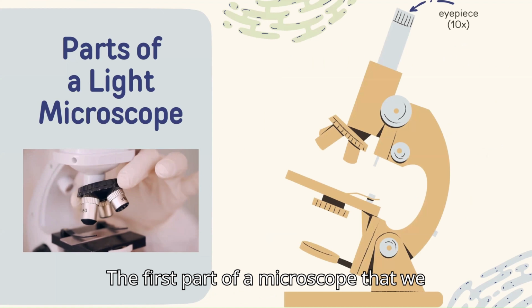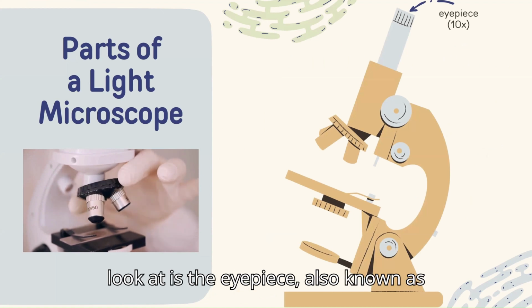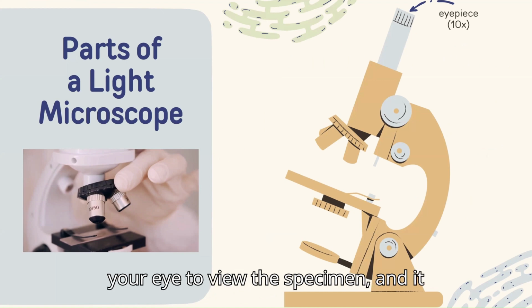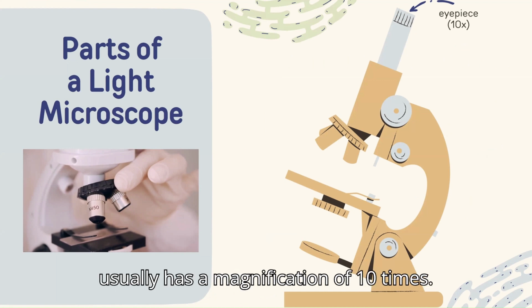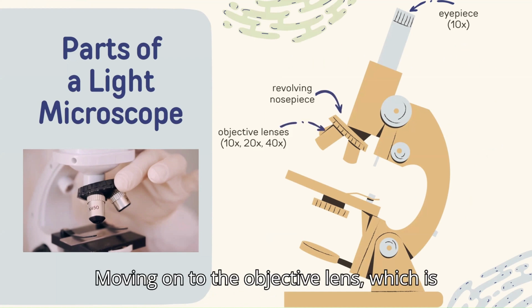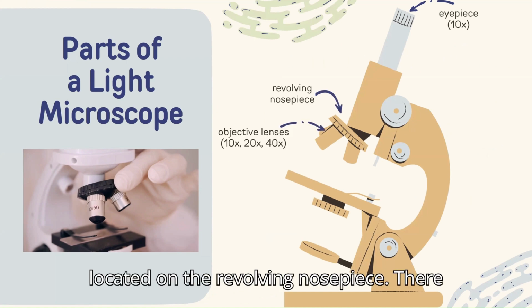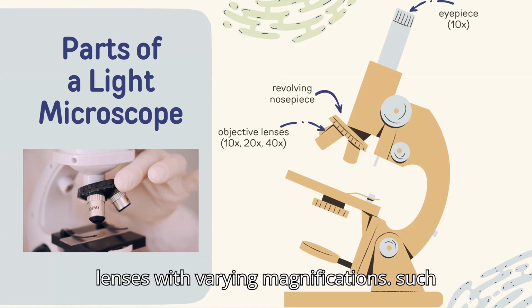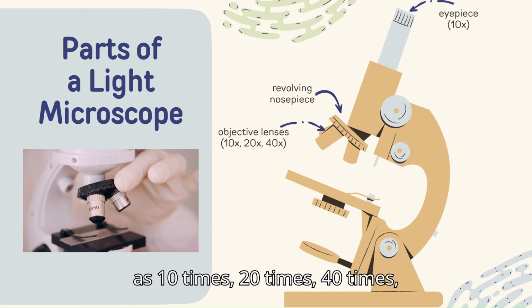The first part of a microscope that we look at is the eyepiece, also known as the ocular lens. This is where you place your eye to view the specimen, and it usually has a magnification of 10 times. Moving on to the objective lens, which is located on the revolving nosepiece. There are typically 3 or 4 objective lenses with varying magnifications, such as 10 times, 20 times, 40 times, and sometimes 100 times.